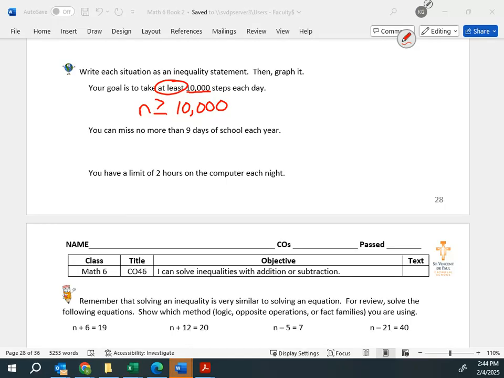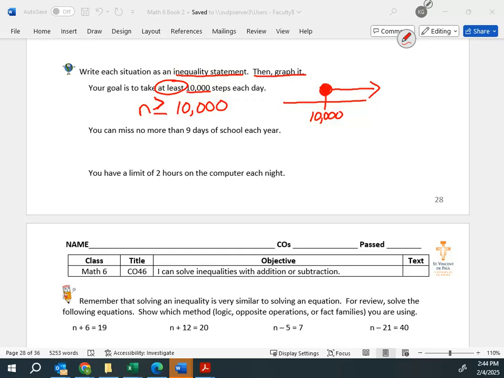Now I'm going to look at that inequality statement and I'm going to graph it. So the first thing I do is I write my inequality statement, then I do my 3 steps to graph it. So my number's 10,000, so I make my number line with 10,000 on it. Second step, draw my circle. It is greater than or equal to, so I need to fill in my circle. Last step is to draw my arrow. Greater than points to the right. All of my numbers need to be bigger than that 10,000, so my arrow goes to the right.